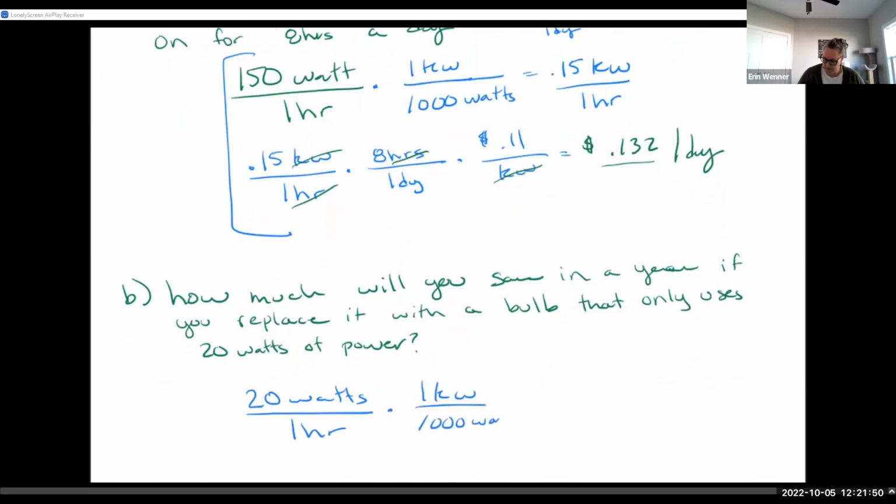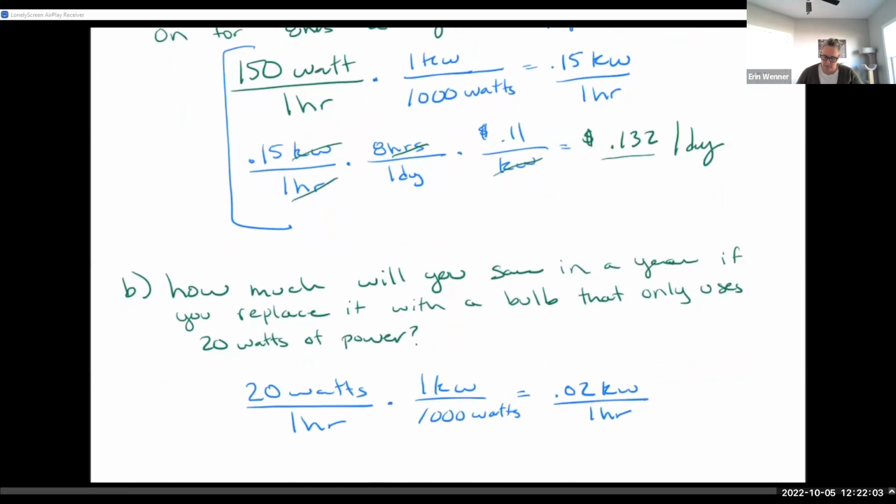So what that's going to do is give us 0.02 kilowatts in 1 hour. Because again, dividing by 1,000 moves our decimal place 3 times to the left. And once we have that, we're going to then continue on with the steps we did in this last row.